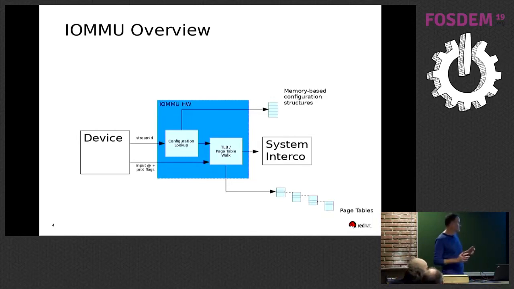Once the IOMMU hardware has done this configuration lookup, it is able to perform the page table walk. So it looks first into some caches within the hardware, which are called the IOTLBs. And if there is a miss, we do not find the translation there, so we are obliged to do the page table walk in external memory.